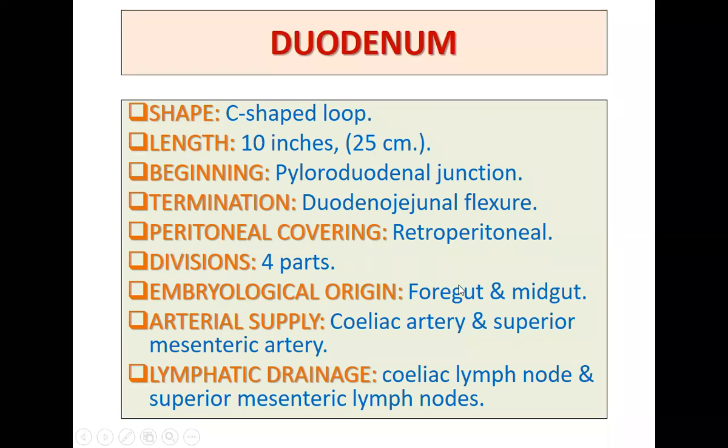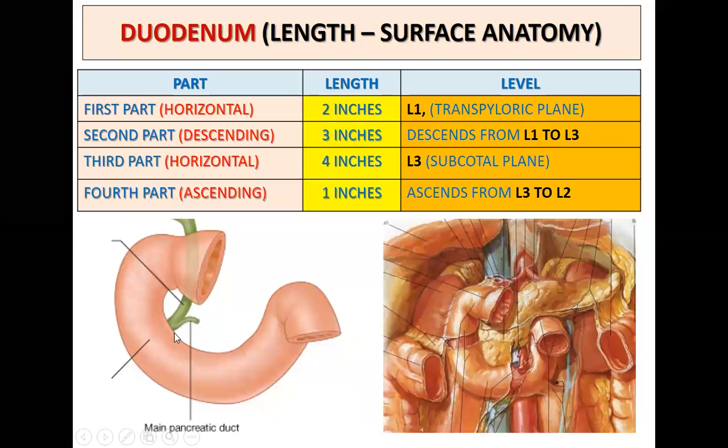Origin, as we know, is from both the foregut and midgut. So the arterial supply is both by the artery of the foregut and midgut, that is the celiac artery and the superior mesenteric artery. Lymphatic drainage is also with similar names, the celiac group of lymph nodes as well as the superior mesenteric group of lymph nodes. Okay. Now coming to the 4 parts of the duodenum. And what is their length?